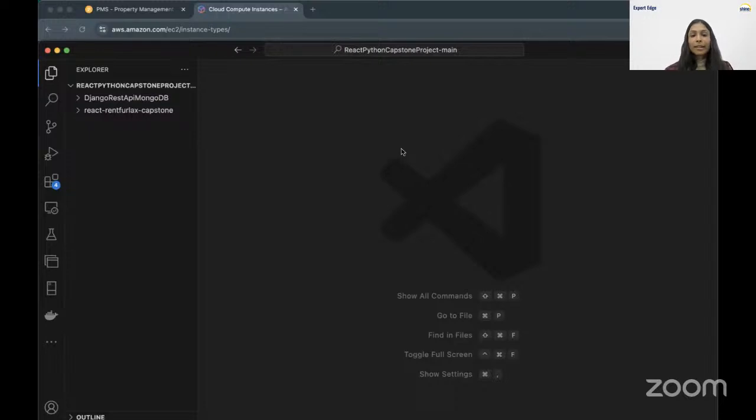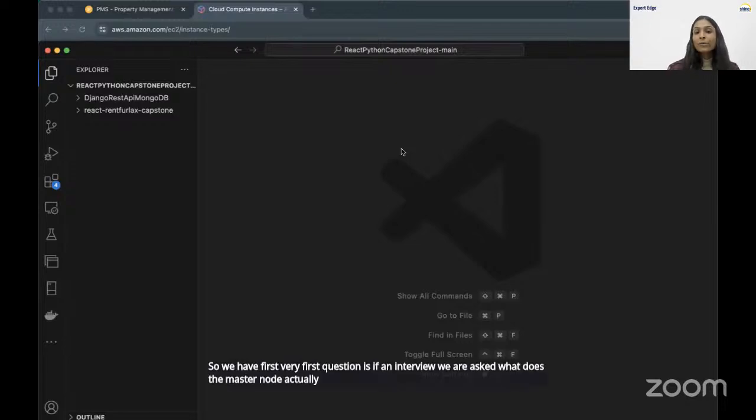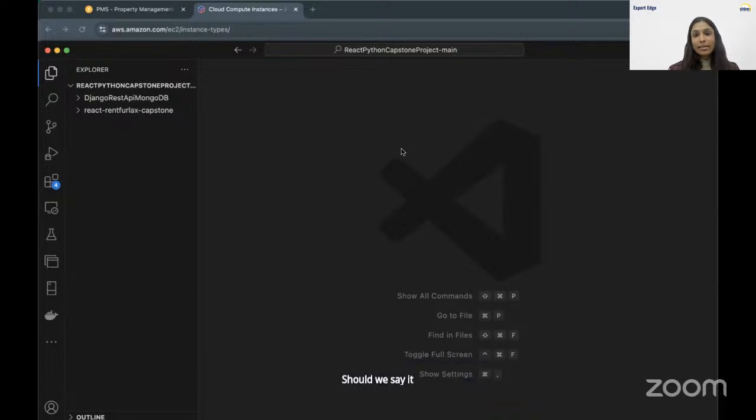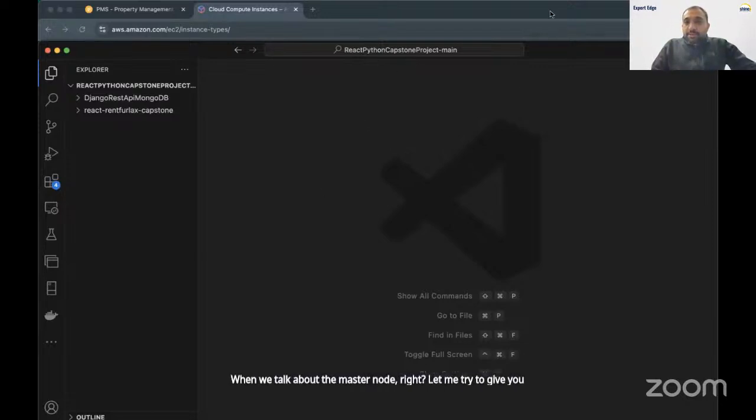So we have the very first question: if in an interview we are asked what the master node actually does, how do we respond? Should we say it is like a load balancer? When we talk about the master node, right? Let me try to give you one simple answer on this.